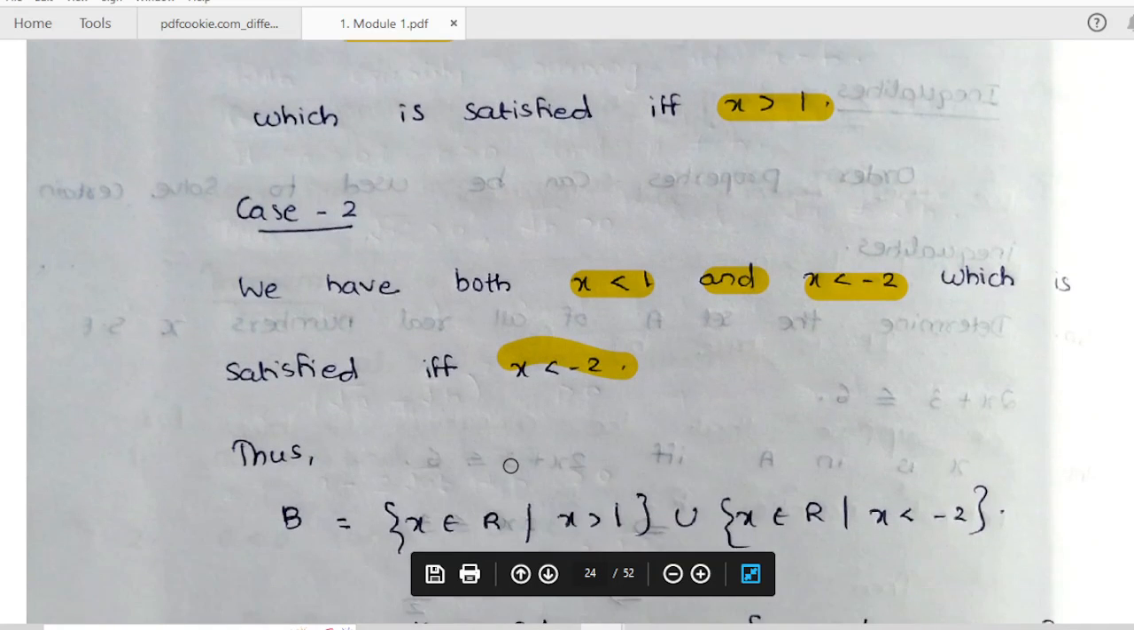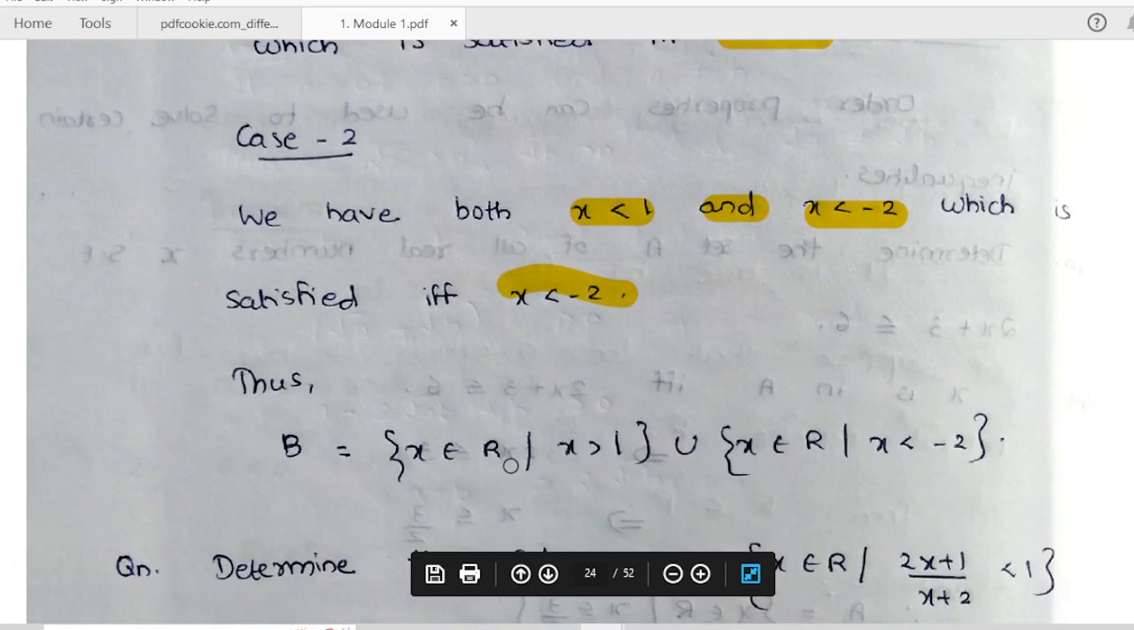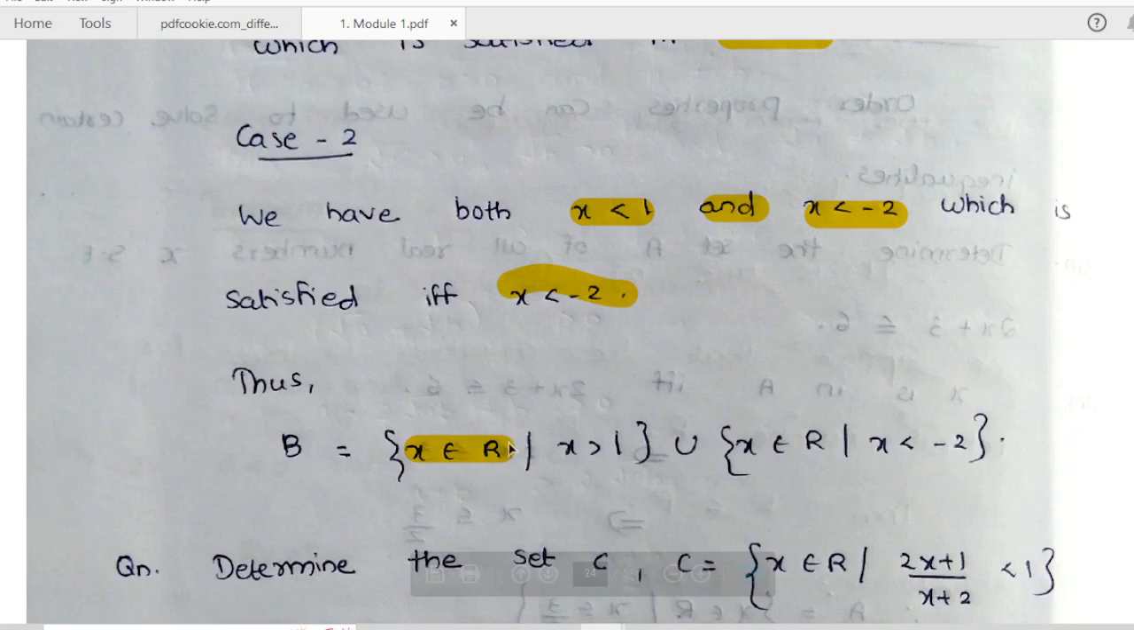So our set is the set of x belonging to R such that, from case 1, x greater than 1, and from case 2, x less than minus 2. This 'or' means it will be a union.